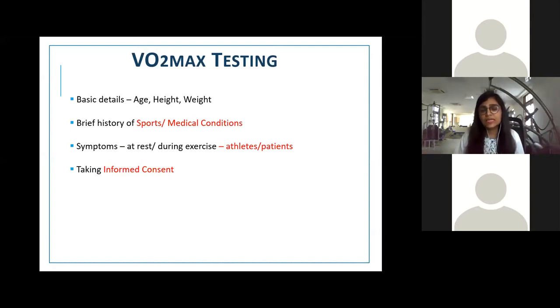So if we are seeing a sports athlete, we need to know their recent training levels, what sports they are part of, and what kind of training they do. If, of course, there is a patient, we'll take a detailed medical condition and other histories.